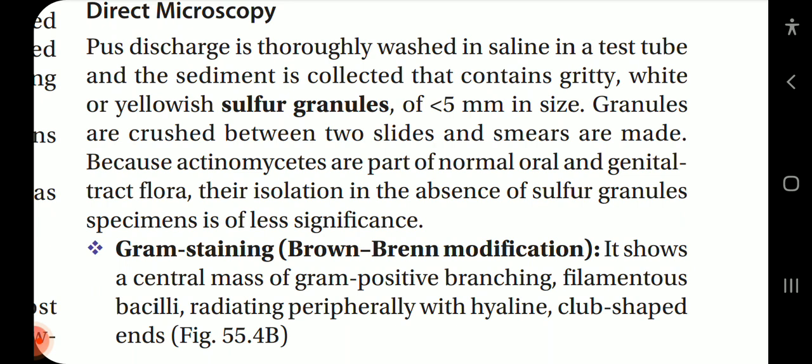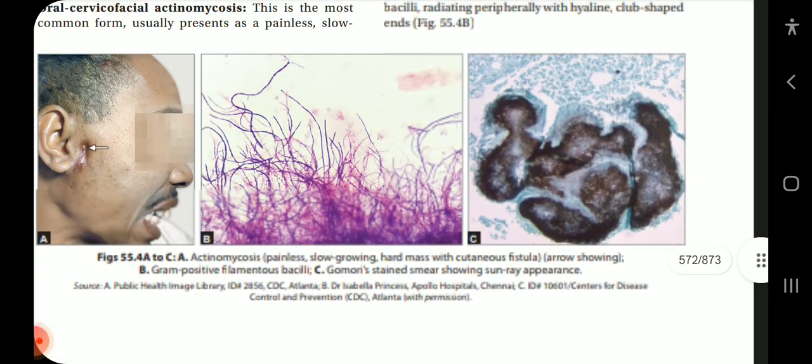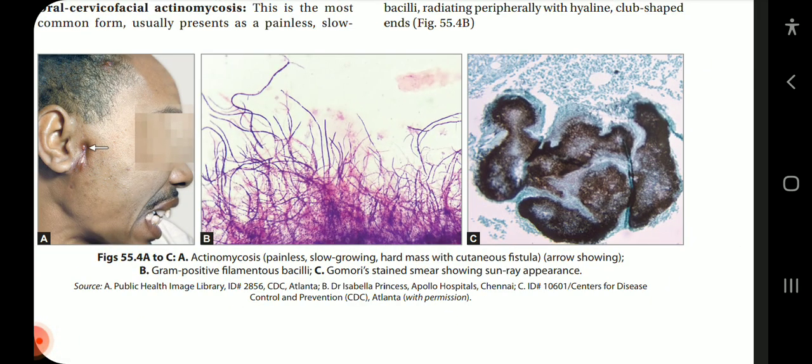Because actinomycetes are part of normal oral and genital tract flora, their isolation in the absence of a sulfur granule specimen is of less significance. Gram staining, with Brown and Brenn modification, shows a central mass of gram positive branching, filamentous bacilli radiating peripherally with hyaline club shaped ends. Now let us see the figures. In figure A, we see actinomycosis, a painless, slow-growing hard mass with cutaneous fistula. In figure B, we see gram-positive filamentous bacilli, and in C, we see a Gomori stained smear showing sun ray appearance.